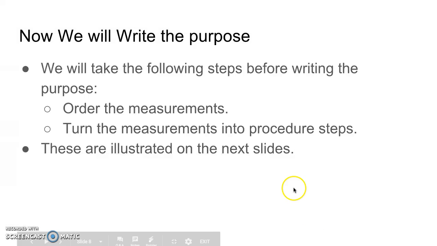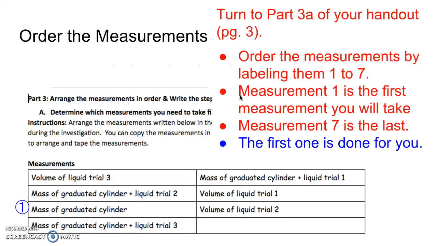So the first step is to order the measurements. In that handout that I gave you, there was a list of measurements, and one of the first things you did was you ordered them just by writing down number 1 through 7 near each measurement. Once you have those measurements ordered, you don't need to rewrite them on that document. You just need to take those ordered measurements and then turn them into procedures. So I'm going to illustrate that on the next slide.